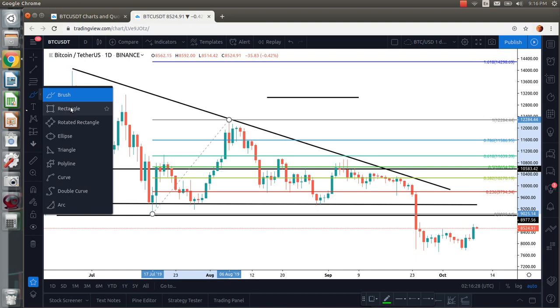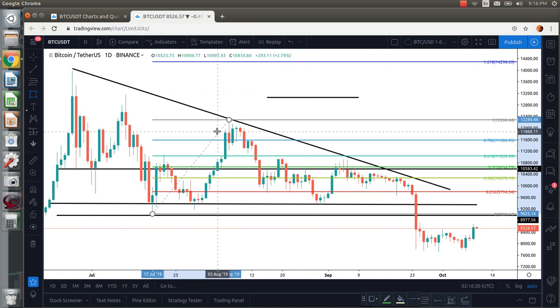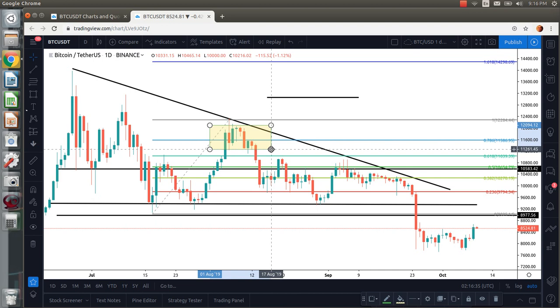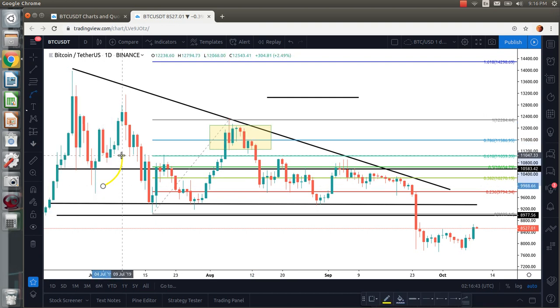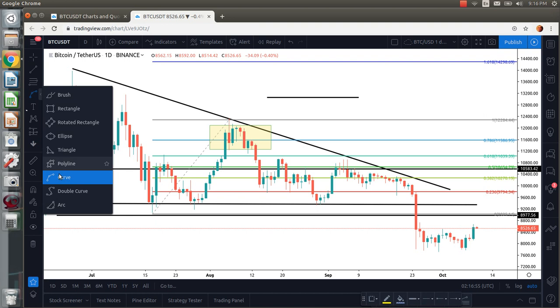You could do a rectangle, let's say, hey, this is a good area to short it. You could just do anything like that. You could do a curve where it's like, hey, here, and then you can move it around. It's kind of like a paintbrush. It gives you a lot of different things you can do so you can get your point across to other people. And that's about it with this one.